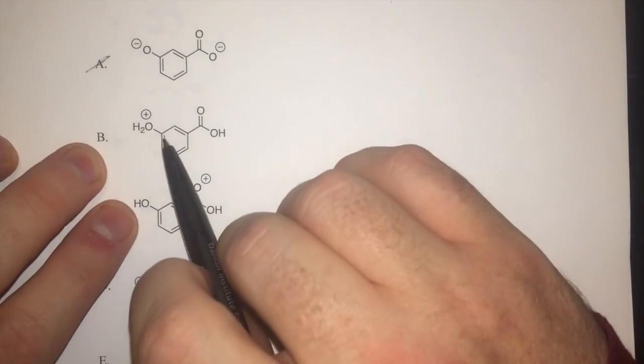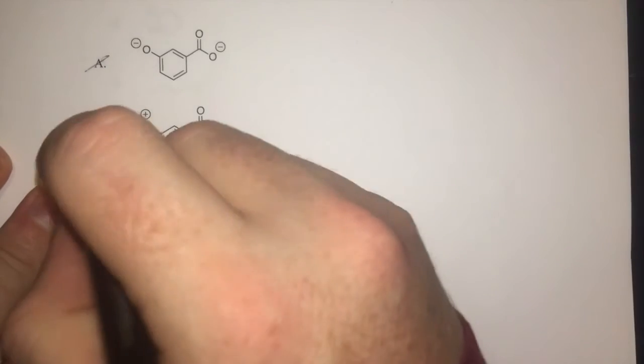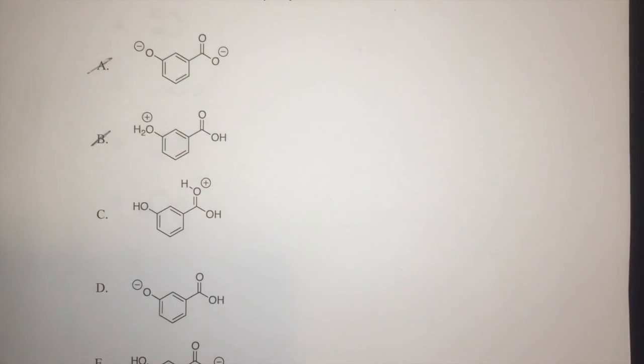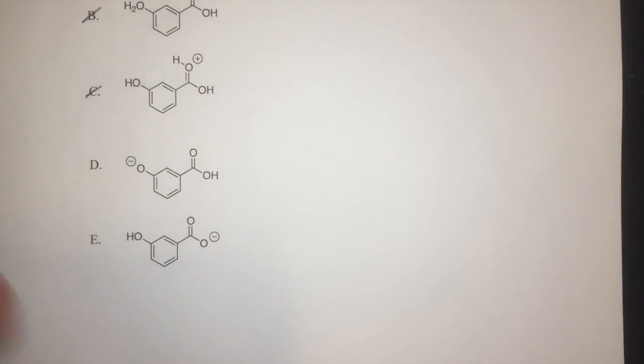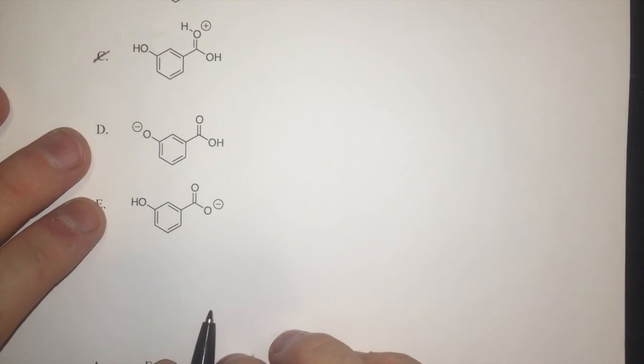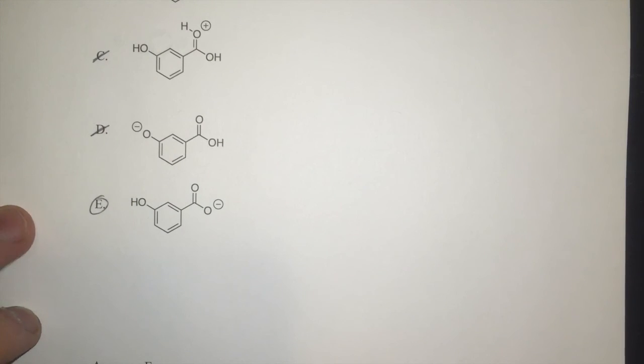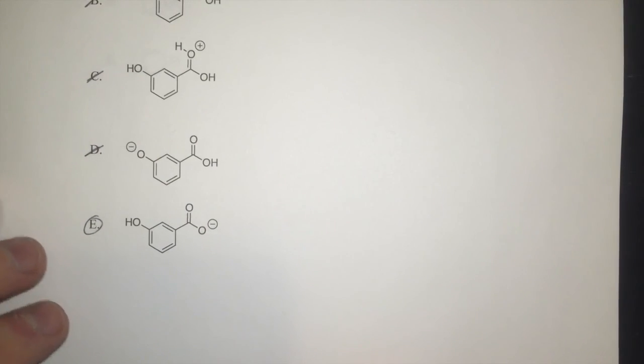B is obviously going to be our conjugate acid of this compound, so B is incorrect. That's one of those distractor answers that's trying to get you to make a mistake. C is also an example of a conjugate acid of this. D would be the incorrect conjugate base, and then finally E is our correct answer, exactly the way we like it. So the answer is going to be E here.